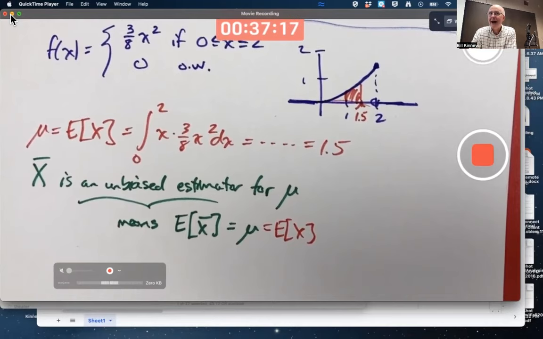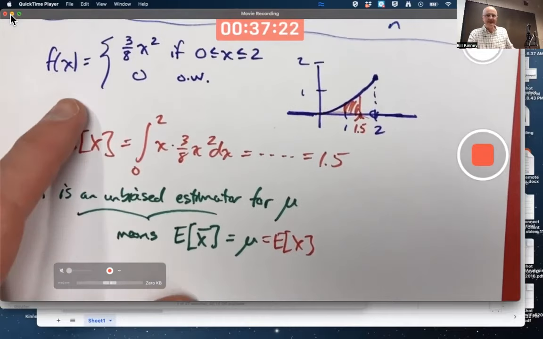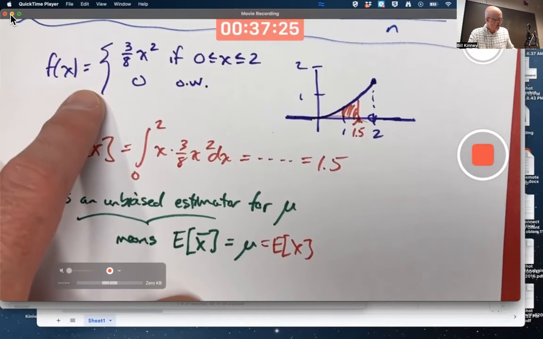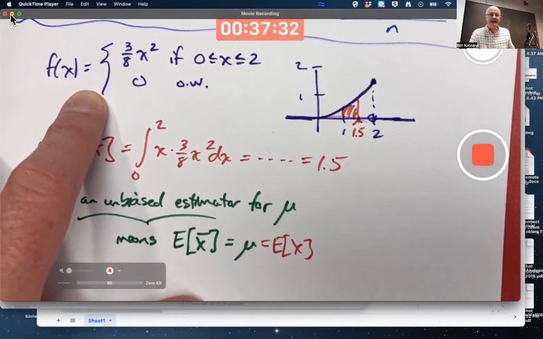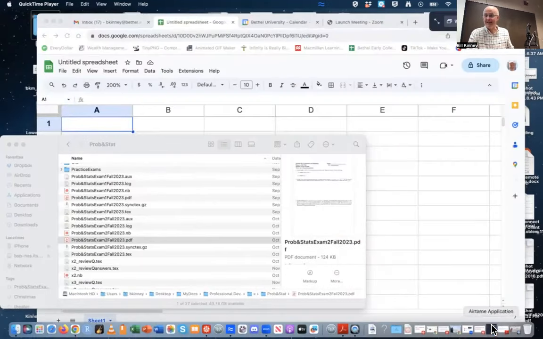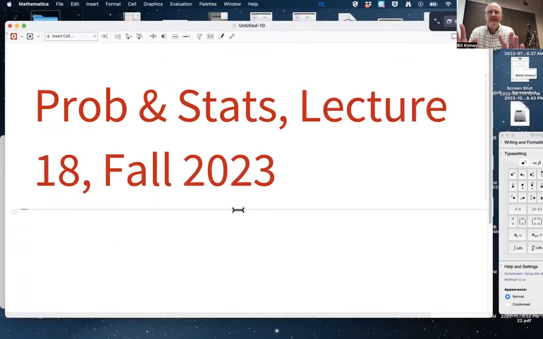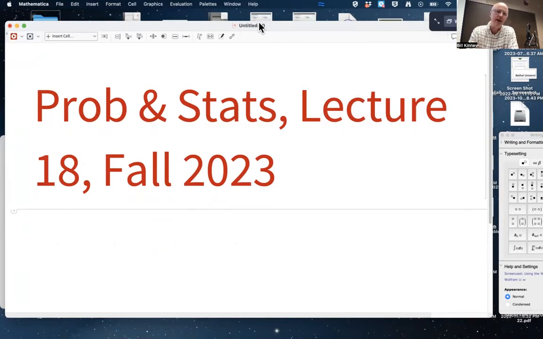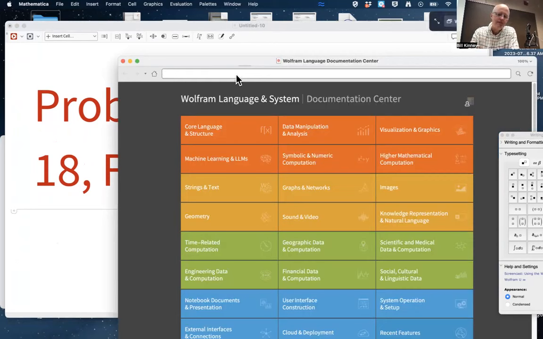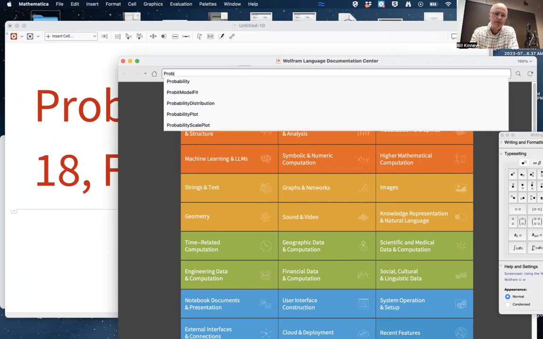Let's use Mathematica now to do some simulation with our user-defined PDF. You know, this is not a parametric PDF. It's not a gamma. It's not an exponential. It's not a chi-square. It's not a normal. It's user-defined. We're defining it. Can Mathematica handle that? Yes, it can. Of course, because Mathematica can do anything. I typically need to look in the help menu, the documentation center, to remind myself how to do it. The key command besides RandomVariate, which we've used before, is ProbabilityDistribution.